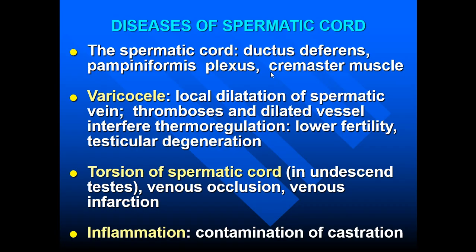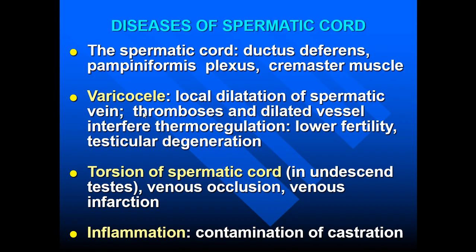The most common lesions, the most common abnormalities that we can find in spermatic cord disease, is this one here. We call it varicocele. Varicocele is a local dilatation of the spermatic vein. It means locally dilated blood vessels in the spermatic cord. The dilated vessels are actually characterized by thrombosis.